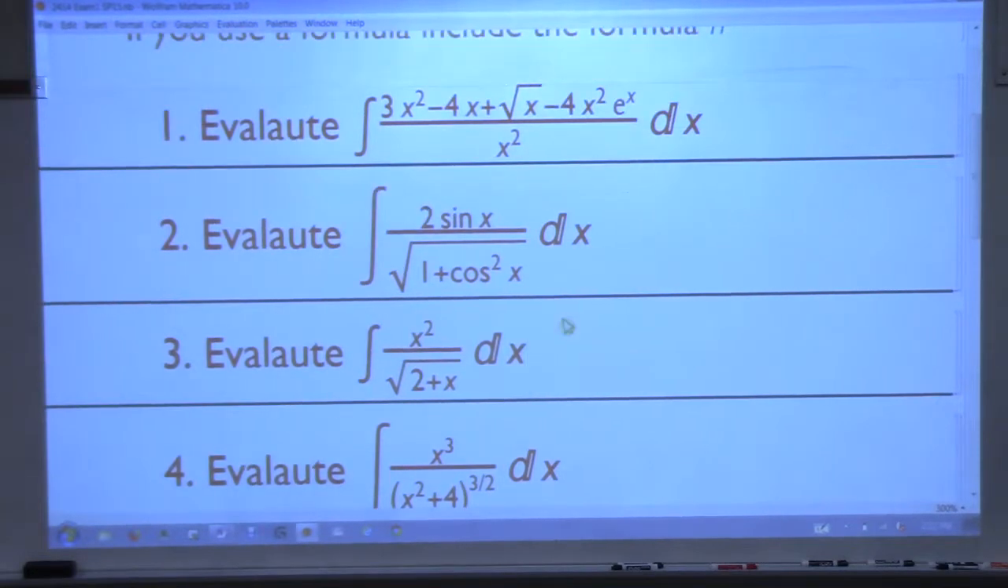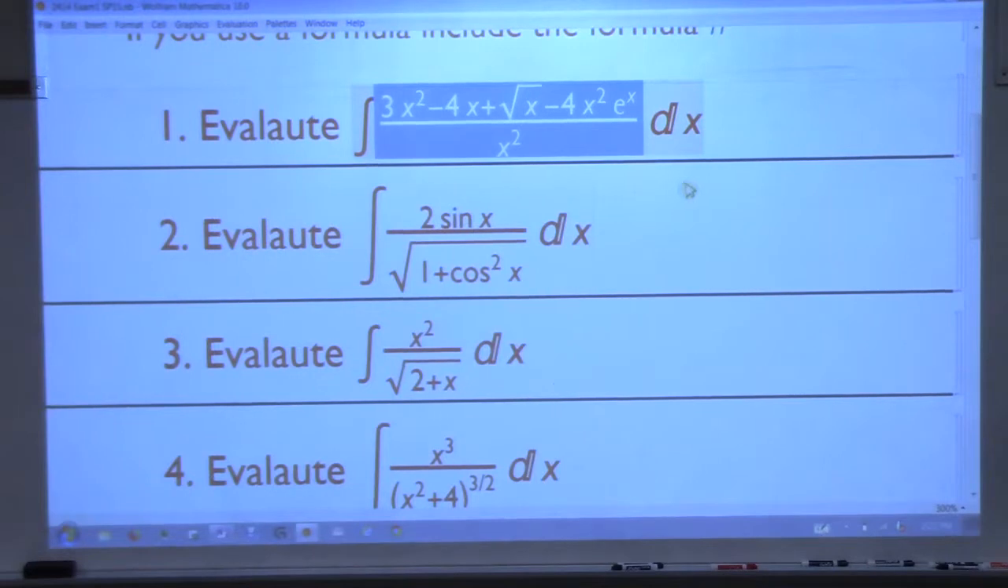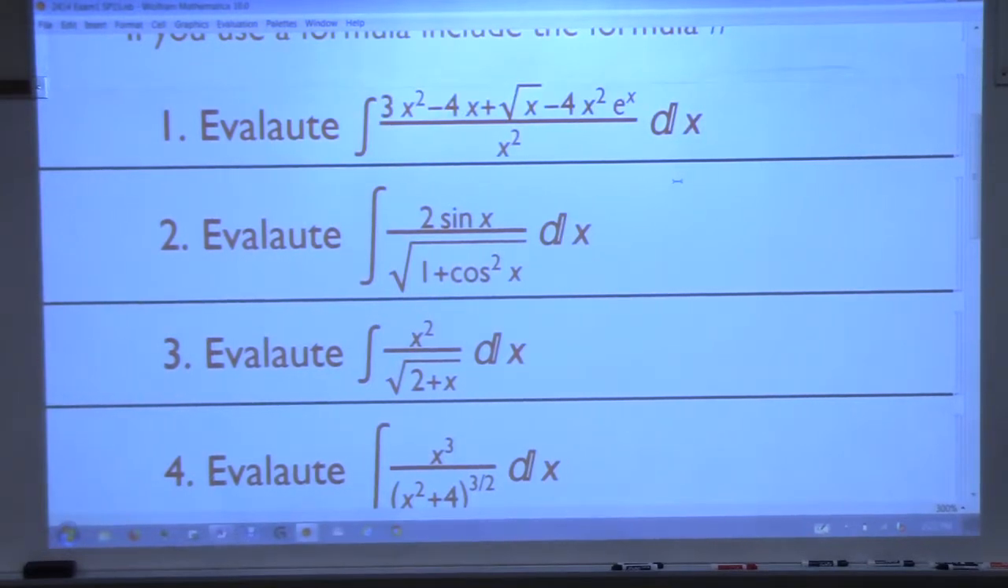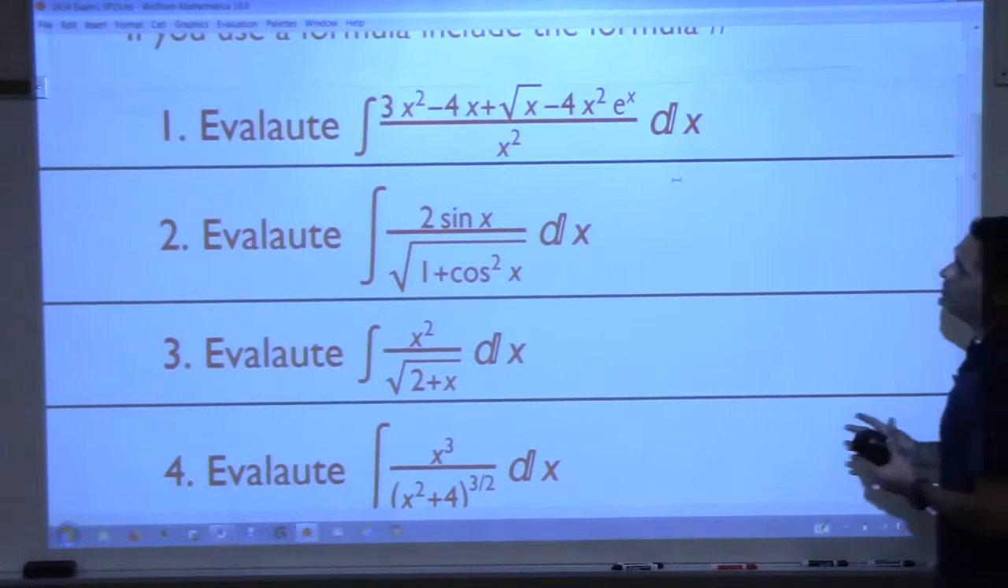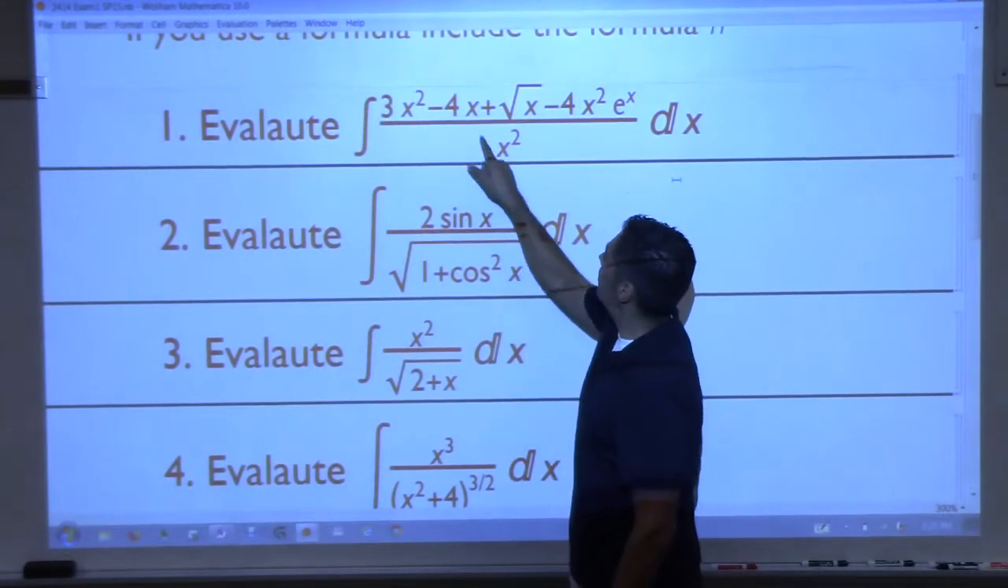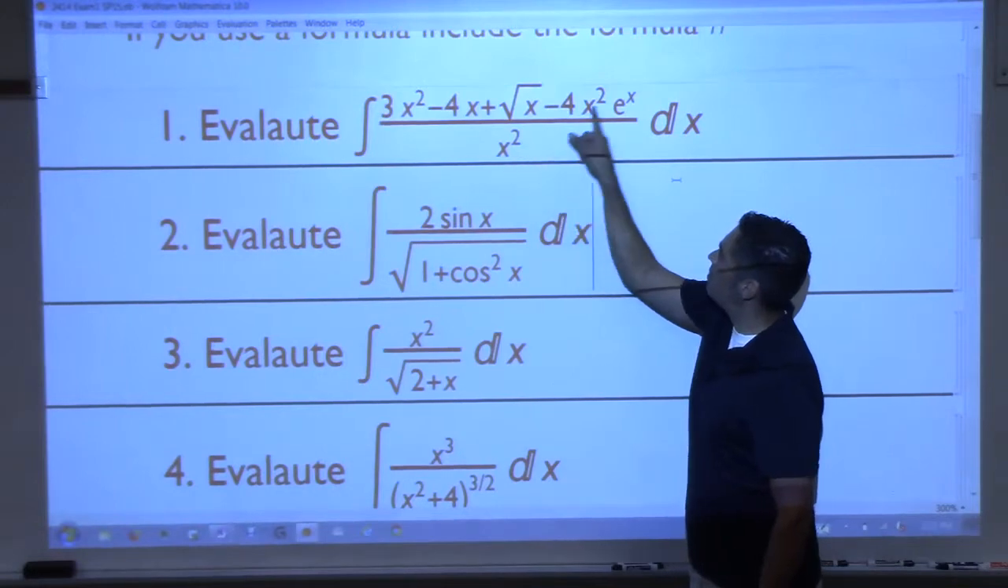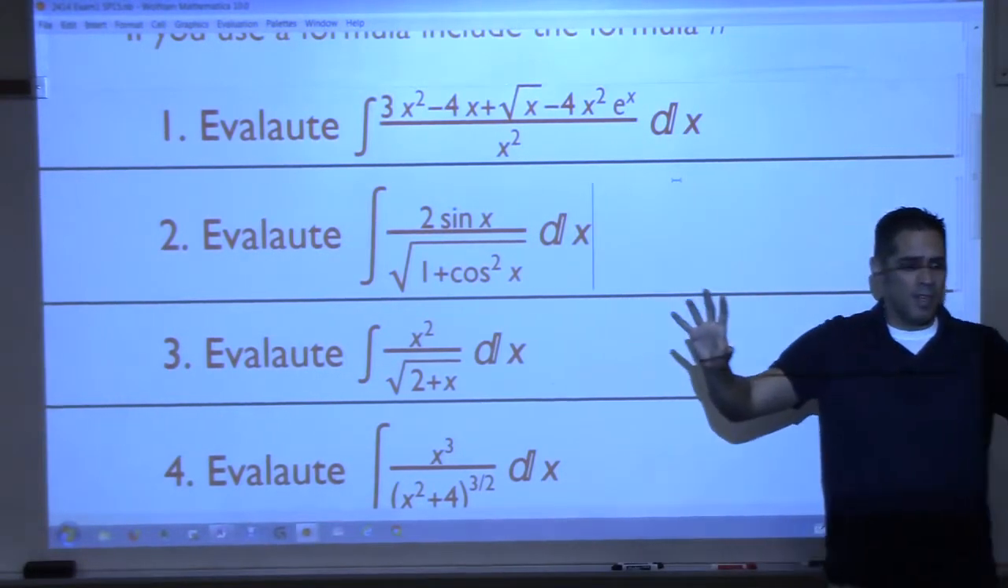All right, so first one. I'm going to go through these fast. First one. What would you do with that? This over this, this over this, this over this, this over this, and that's it. Split it up into separate integrals.